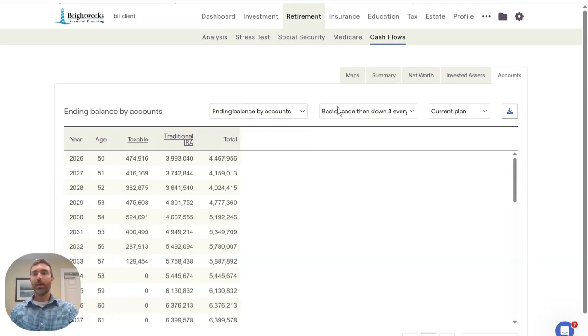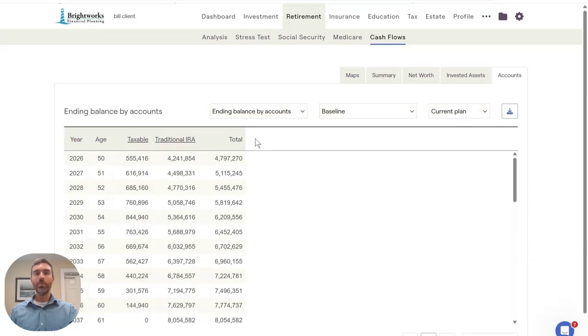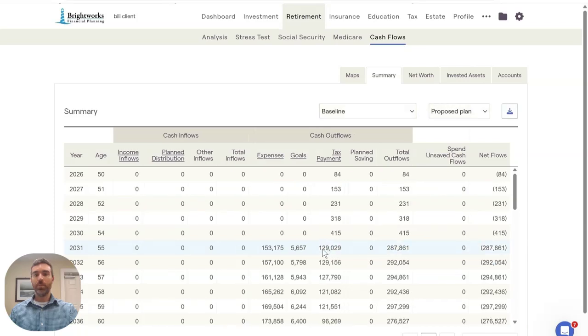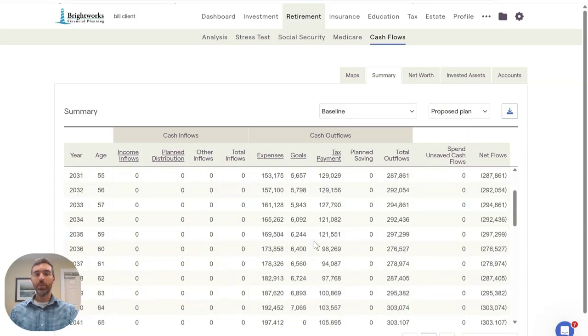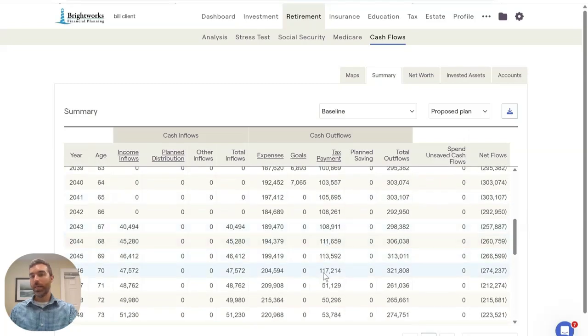So let's go back to a baseline assumption. We're going to go back to this summary, and notice you're going to see the big difference. All of a sudden, this tax column is going to jump up. What you just saw was 2031. It went from $16,000 to $129,000. That's because we're doing large conversions for many, many years. You can see that going. We have six-figure tax bills all the way to age 70.